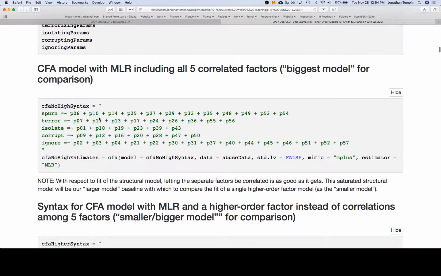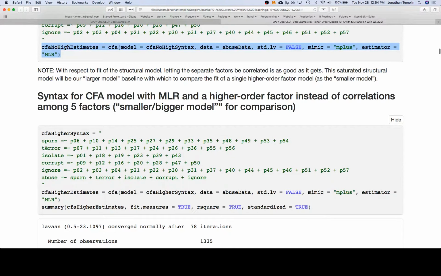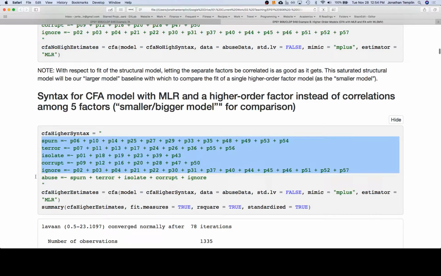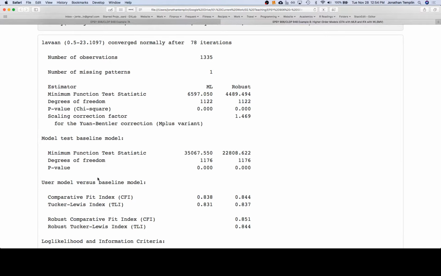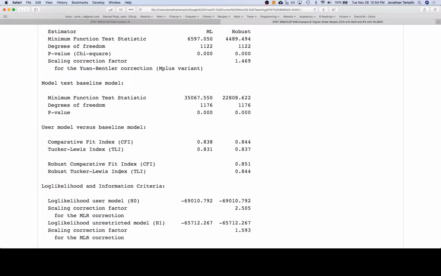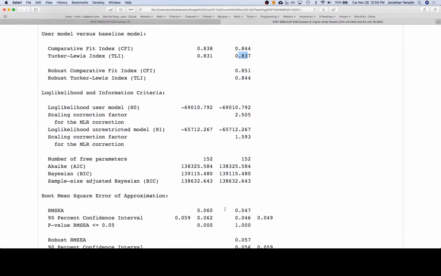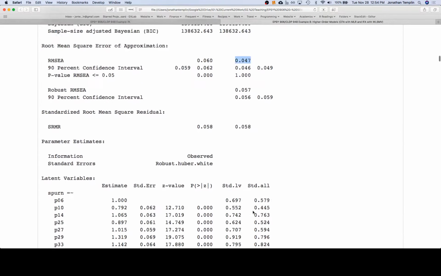At the very beginning, we ran the model where we just had 5 factors with no higher order factor, and I didn't output the results. Then I ran the model with the same measurement model, but now I add the abuse higher order factor to it. Here's the output from it. One thing we'll note here: the CFI is not great, the TLI is not great, the RMSEA does look okay. So at least there's some argument to be made.